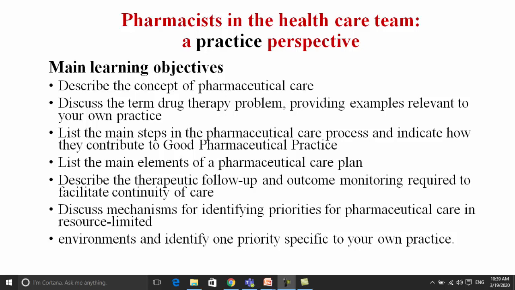Then at the end, we will discuss mechanisms that are required for identifying priorities for pharmaceutical care in resource-limited environments, and to identify also one priority specific to practice in Jordan.